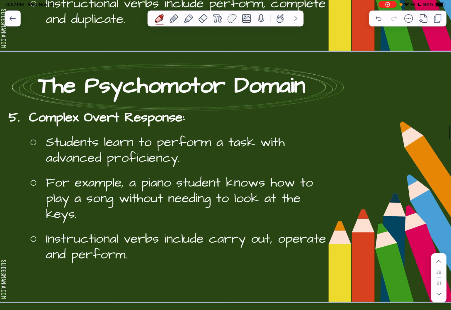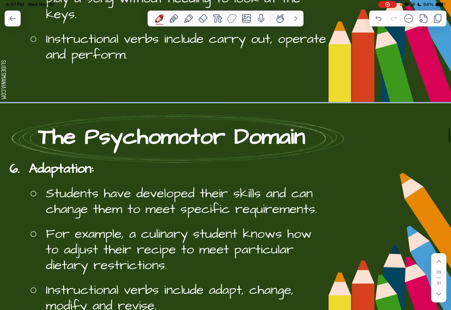Number five, you have the complex overt response. Students learn to perform a task with advanced proficiency. For example, a piano student knows how to play a song without needing to look at the keys. Instructional verbs would include things like carry out, operate, and perform.